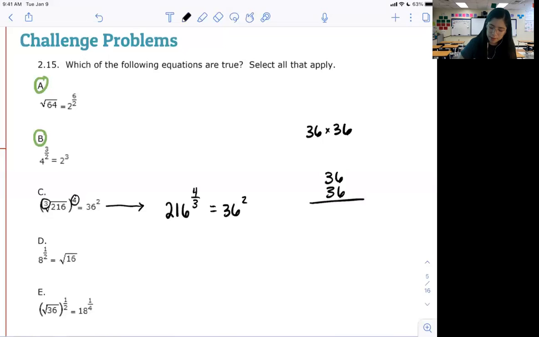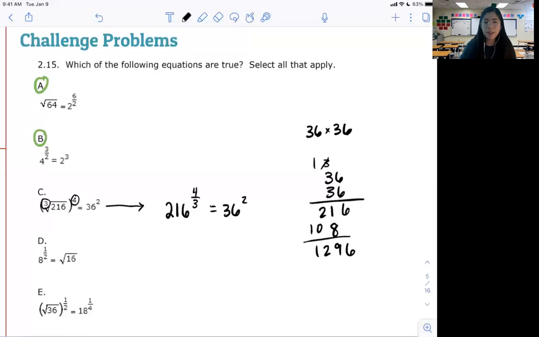So 6 times 6 is 36, carry the 3. 6 times 3 is 18, plus 3, that would be 21. Then 3 times 6 is 18 again. Carry the 1, 3 times 3 is 9, plus 1 is 10. Here we go, 1296. It's kind of a big number, right? It still doesn't really match.